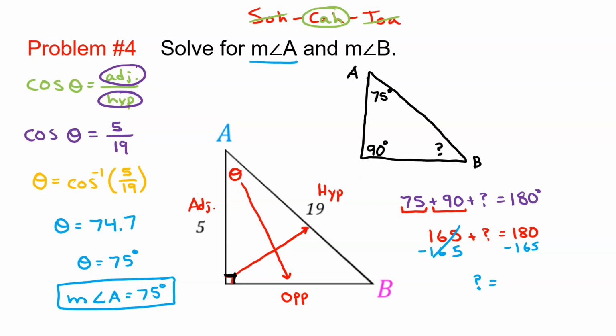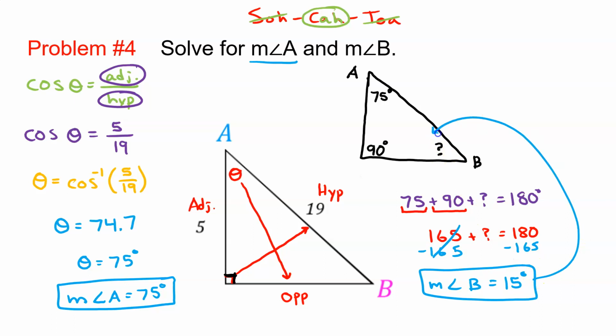Minus 165, that gives us 15. It's going to go ahead and give us 15. And again, it's 15 degrees. And that question mark was actually angle B. So we can go back and change that. That's the measure of angle B. Angle B here would measure 15 degrees. All right, measure of angle B would be 15 degrees.